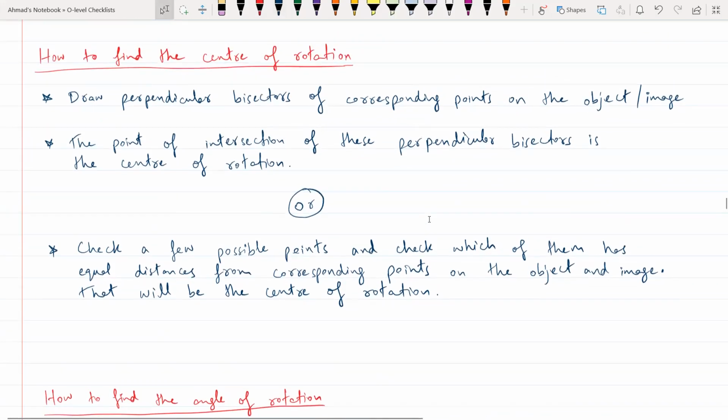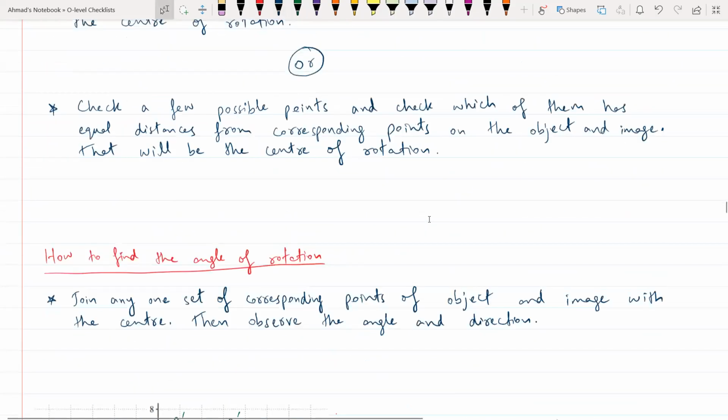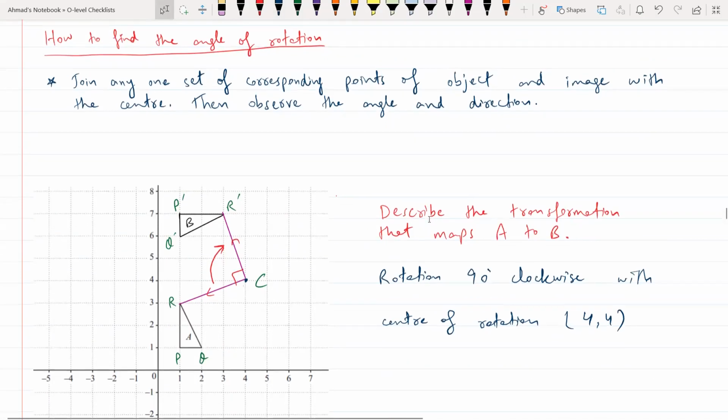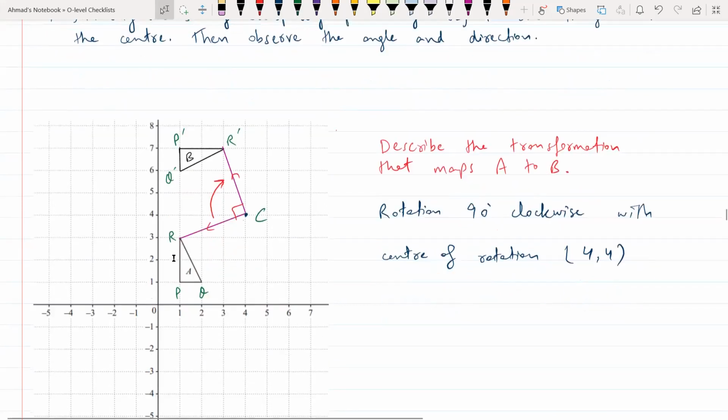Okay, the intersection point of the perpendicular bisectors, and then to find the angle of rotation, what can you do? Join any set of corresponding points, R dash, P dash, Q dash, any of them, with the center, and see what angle is being formed and whether it is anti-clockwise or clockwise.